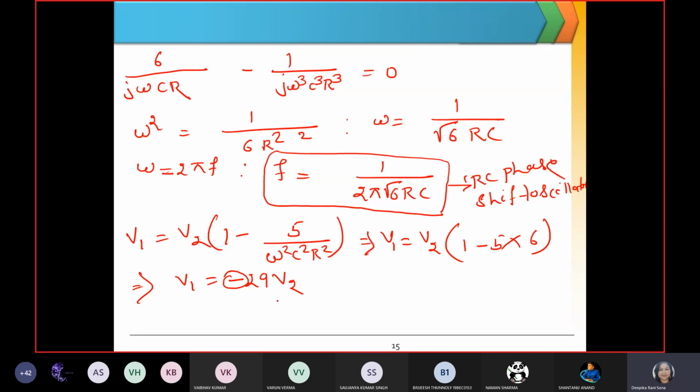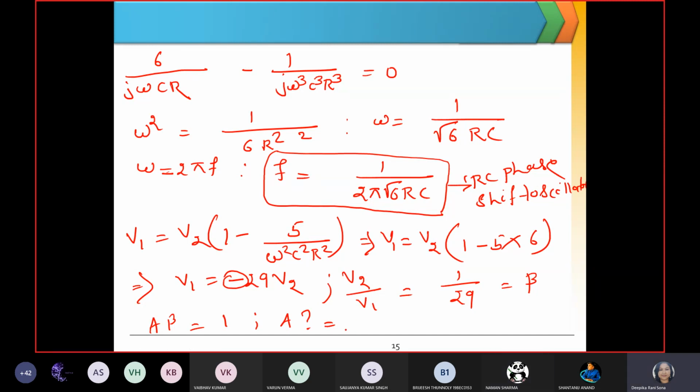So now if I take V2 by V1, how much will it be? 1 by 29, right? So the beta value is nothing but 1 by 29. Now you tell me, guys, A beta equal to 1. This is our requirement. So what should be the value of gain A so that I may get A beta equal to 1? Tell me.